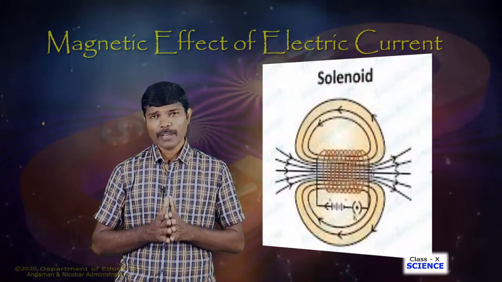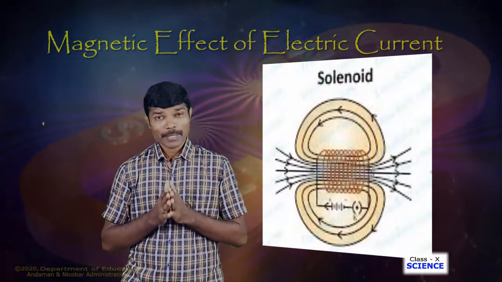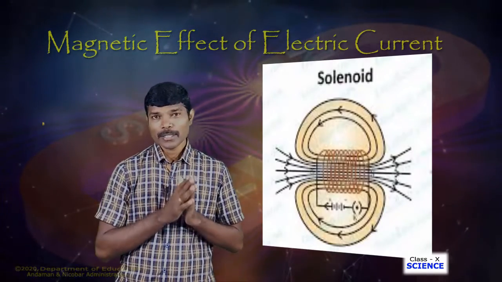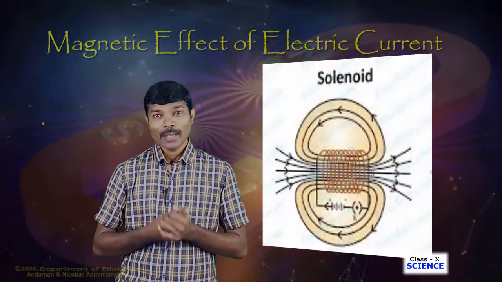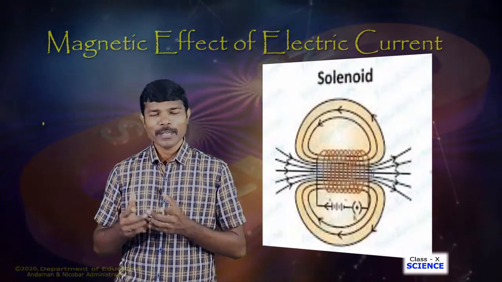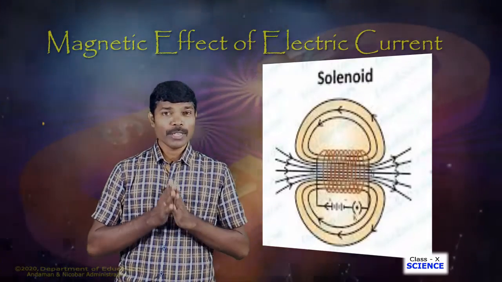Due to the strong magnetic field produced by the solenoid, it can be used to magnetize magnetic materials such as iron, soft iron. When the soft iron is put inside the solenoid, it acts as a magnet. The magnet so formed is called an electromagnet, since it becomes a magnet only when electricity is passed. Based on this, it is used in various places.